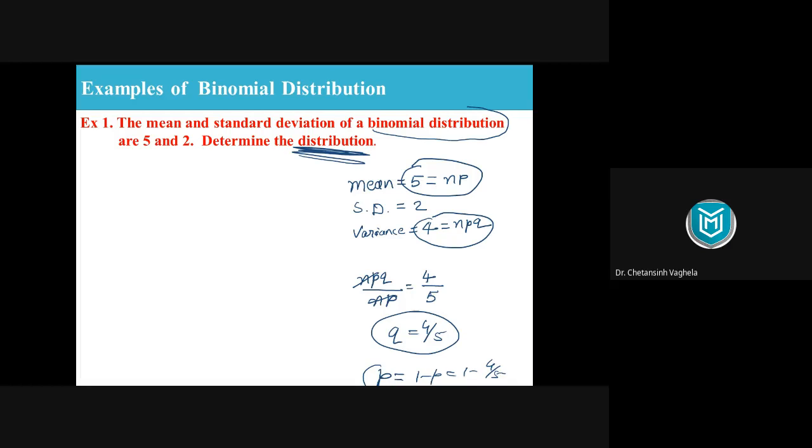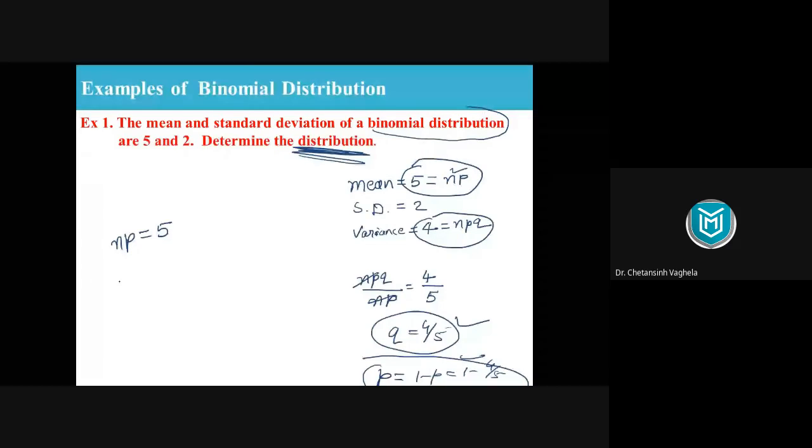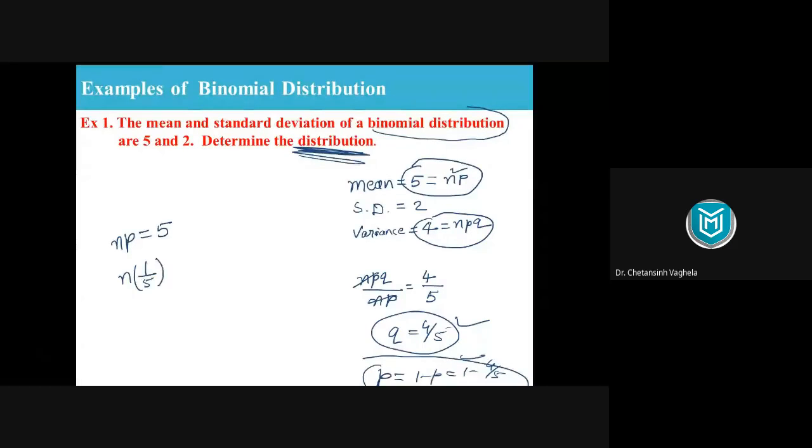So मेरे पास n की वैल्यू अभी p और q की वैल्यू है. I'm supposed to identify the value of n. अभी n भी identify करना है तो एक और information है, n into p equals to 5 as per the data. अब p की value 1 by 5 है. So n into p की value मैं replace कर रहा हूँ. We are having p is 1 by 5. So n into 1 by 5 will be 5. That means n will be 25.